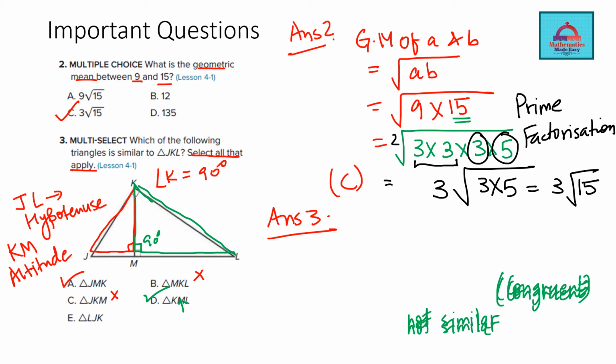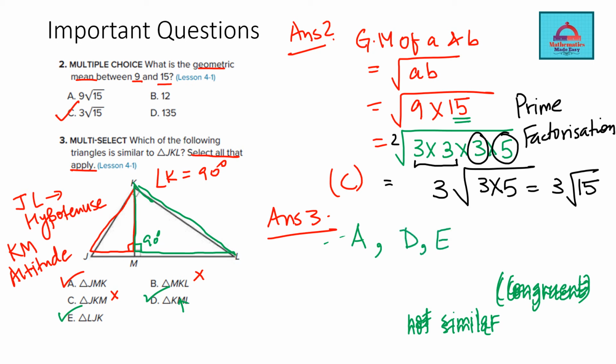LJK, what about this triangle? Is it similar? Think about it. Don't you think that JKL and LJK are actually the same triangles? Yes, so definitely they are also similar. So here the answer will be A, D and E.